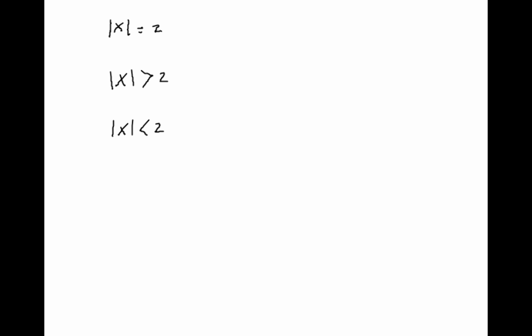If I graph the solution for all these three, I can look at the solutions here, and then I'm going to write the solutions in interval notation. So if this is 0, the first one, absolute value of x is equal to 2, means find all the numbers that are exactly 2 units away from 0.